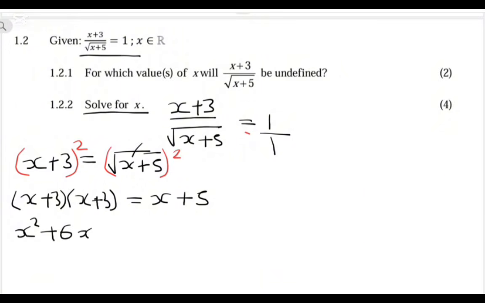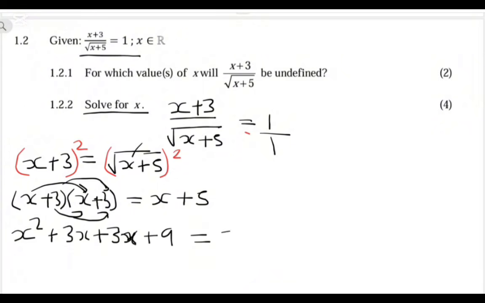I'm just doing it fast here because we're going to multiply. Let me just do it slow so that everyone can be accommodated. Let me not rush things. We're going to have x squared and then plus 3x plus 3x, because we multiply this with this one, and this and that one. And then 3 multiplied by 3 is going to give us 9, which is equal to x plus 5. So you're going to have x squared plus 6x plus 9.